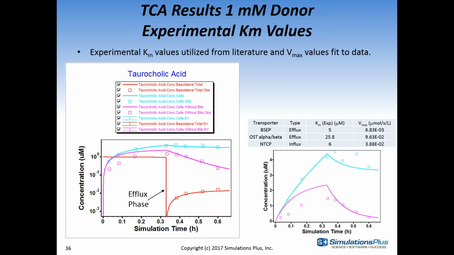And then we were able to fit Vmax values to the experimental data and see if our model is able to predict the concentration profiles for the cells plus bile, which is the blue curve. The pink curve is the cells minus the bile, or without bile. And then the red curve is the concentration in the basolateral phase, which we're able to fit very well. We got very good fits to the cells plus bile concentration and the basolateral concentration, and we did pretty good on the efflux phase for the concentration in the cells without bile as well.